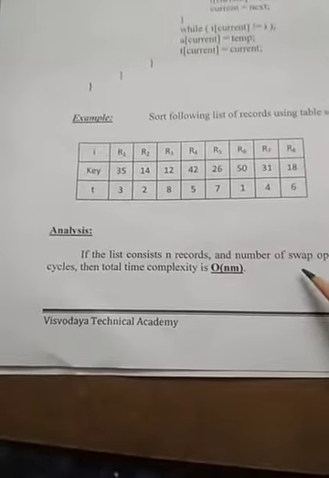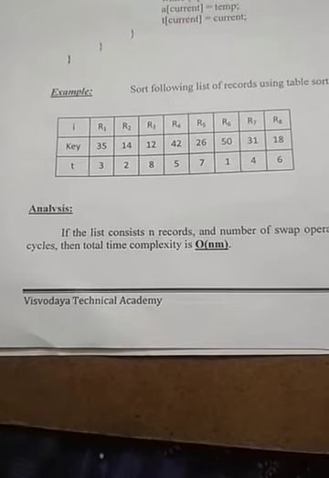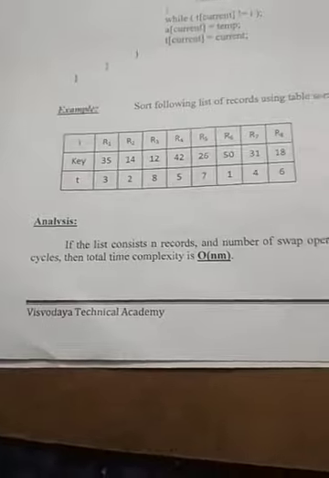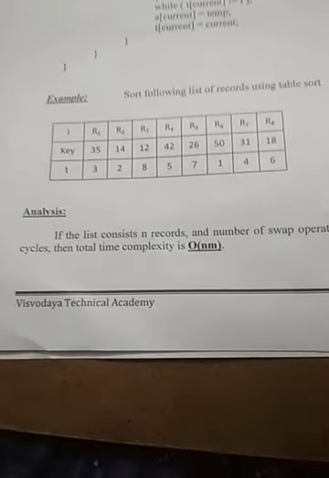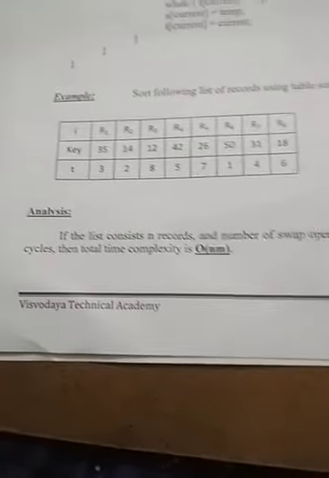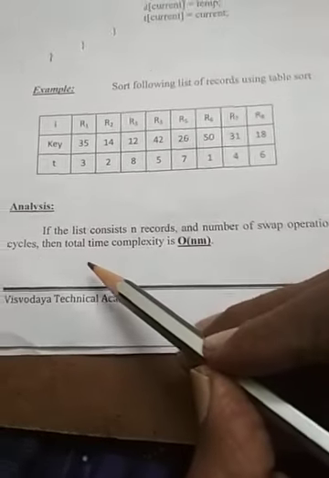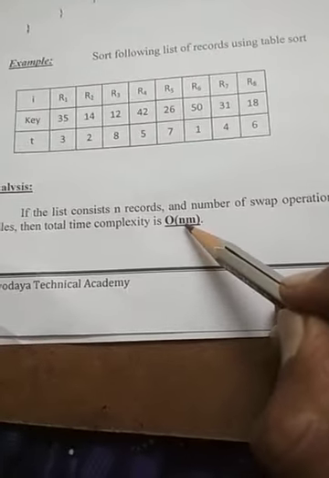Analysis. If the list contains n records, the number of swap operations is m only in non-trivial cycles. That is, in trivial cases, if the value is present at its proper location, there is no movement, no exchange. So only the number of non-trivial cycles is considered for the time complexity, and it is order of n into m.